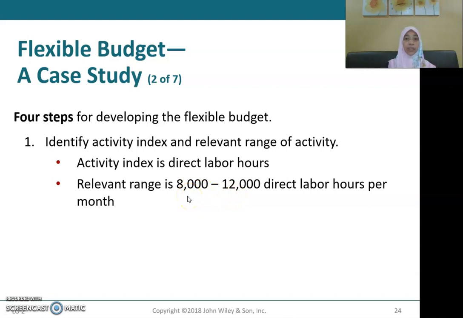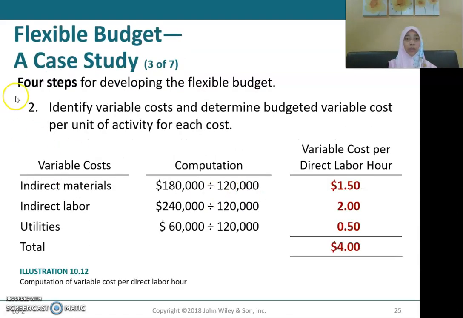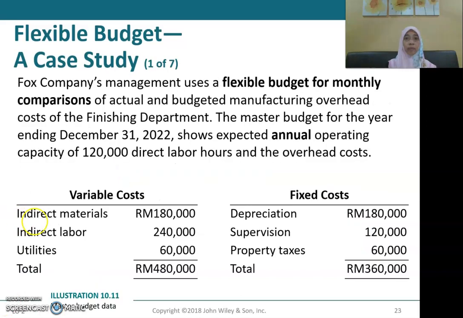In this case, let's say you want to find the relevant range for 8,000 to 12,000 direct labor hours. Next, what do you need to do? The second step is to identify the variable cost and determine the budgeted variable cost per unit of activity for each cost. That means for your variable cost, you are being given the total information just now: 180,000, 240,000, and 60,000, for indirect materials, indirect labor, and your utilities.